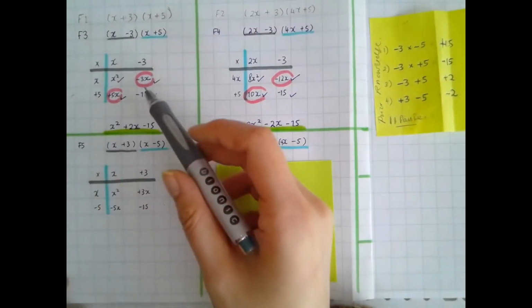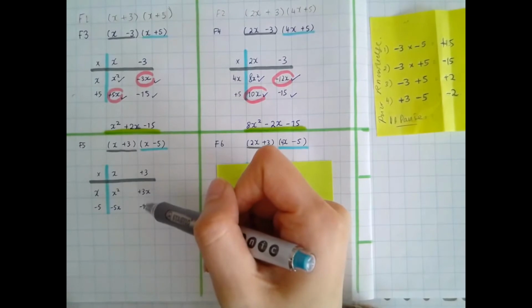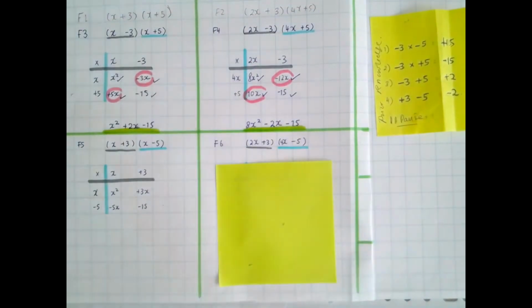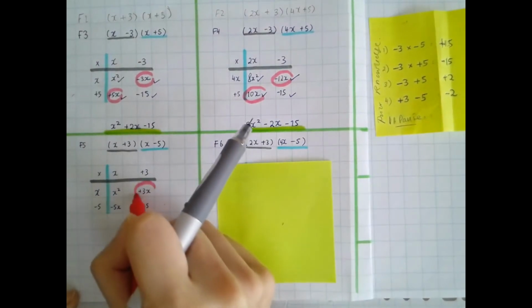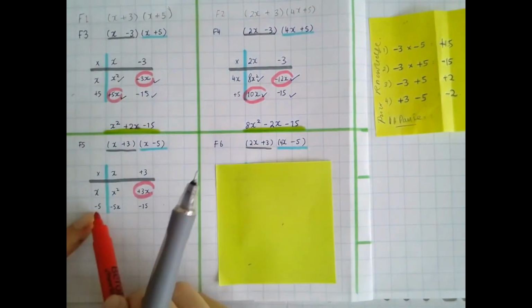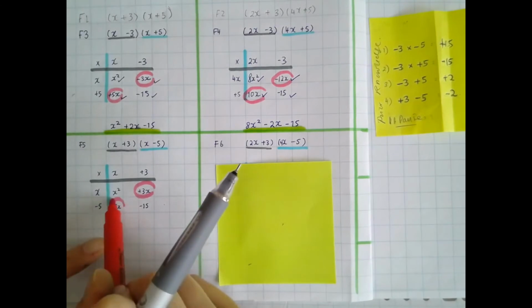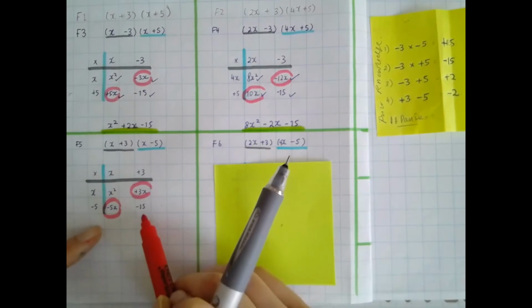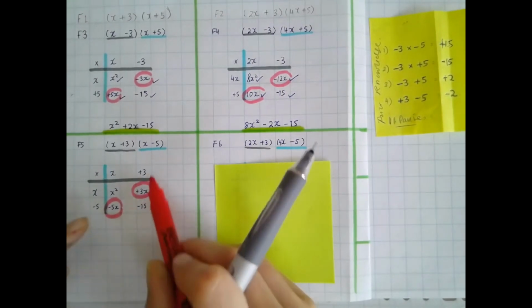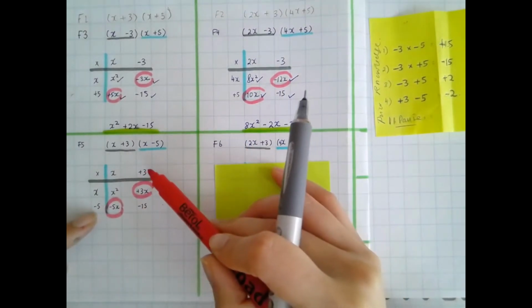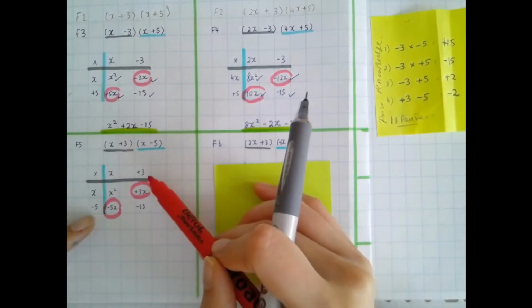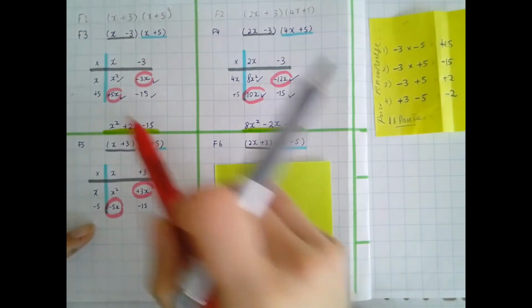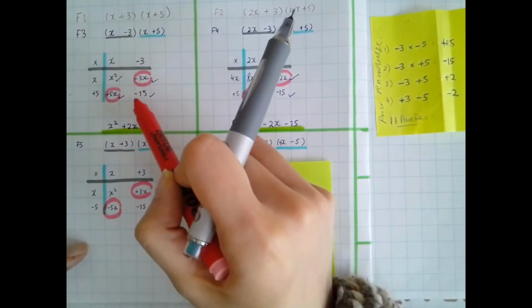Now let's compare our F3 and our F5 grid. Instead of negative 3, I had a positive 3. So that's affected the term underneath it. Instead of a positive 5, I had a negative 5. So that's affected this term as well. But this negative 15 hasn't changed, even though it's been multiplied by 2 changed terms. That's because I'm still multiplying a positive and a negative, so my answer is still negative here.